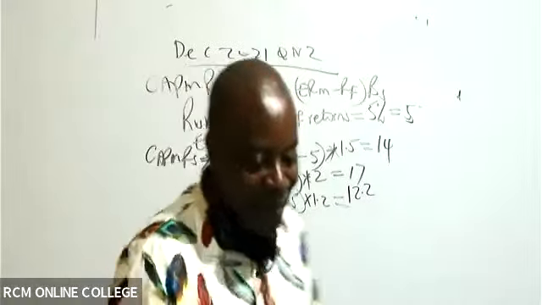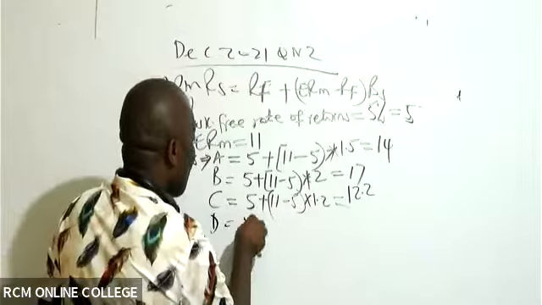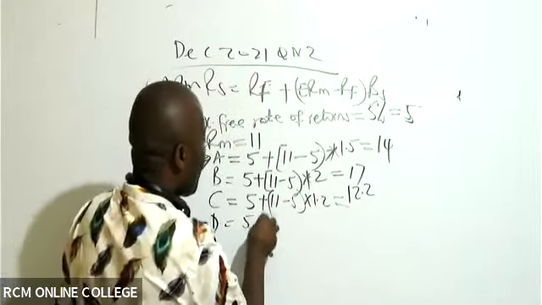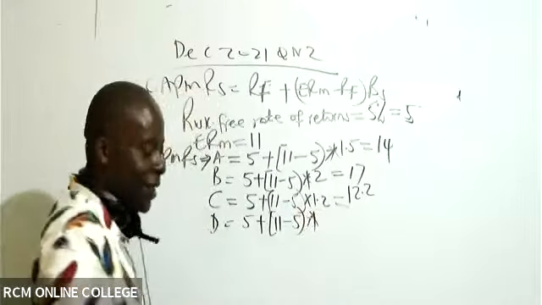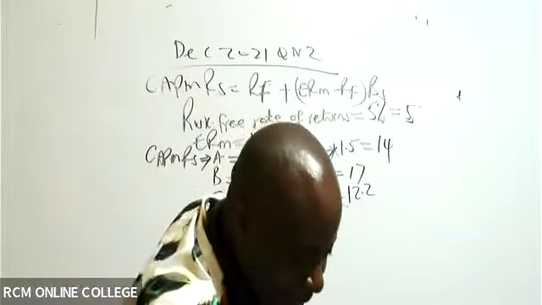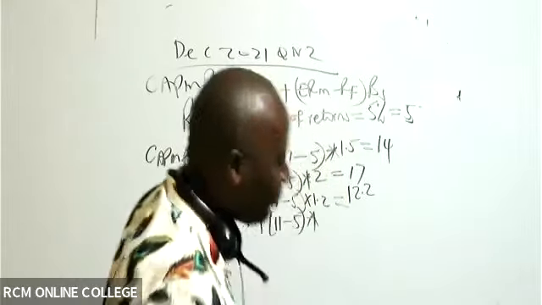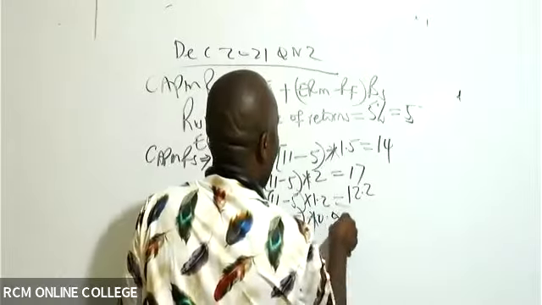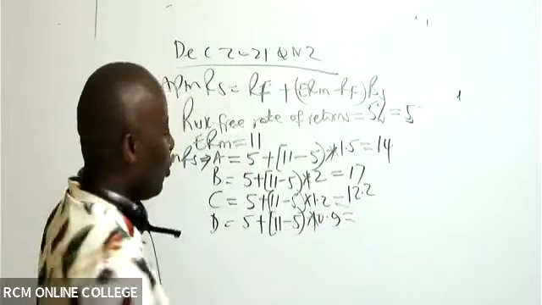Hujajua kutumia calculator yako. Sasa ukija hapa kwa dog, tuko na 5, itabaki the same: risk free plus ERM 11 minus 5 times, in this case here D, beta ya D ni 0.9 actually. Hii imewapatia ngapi somebody ya dog? The final answer is 10.